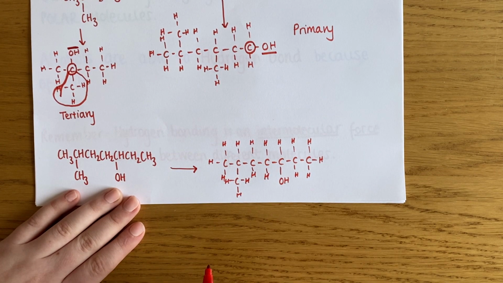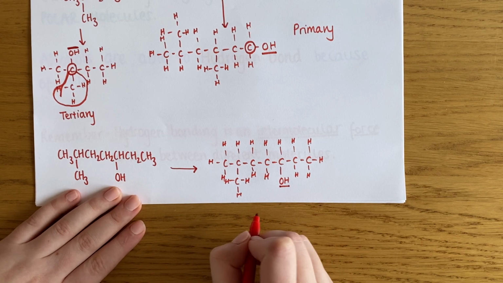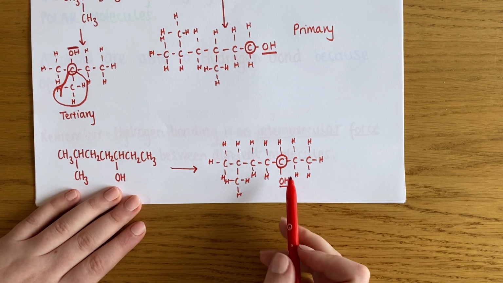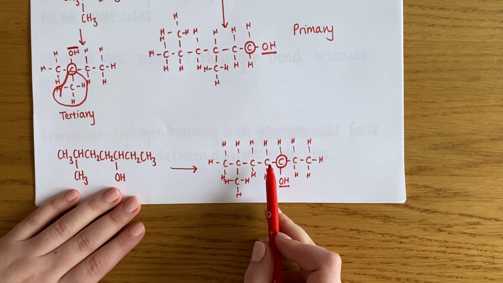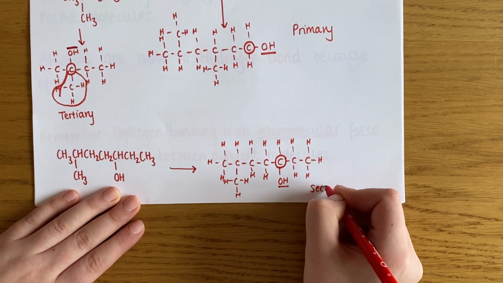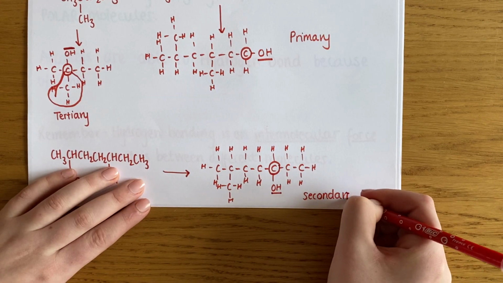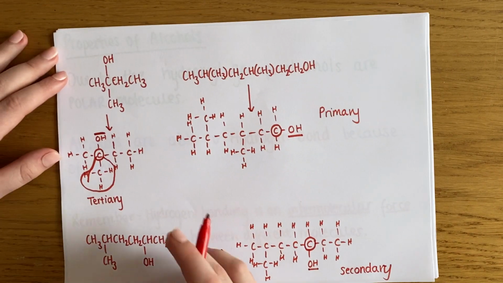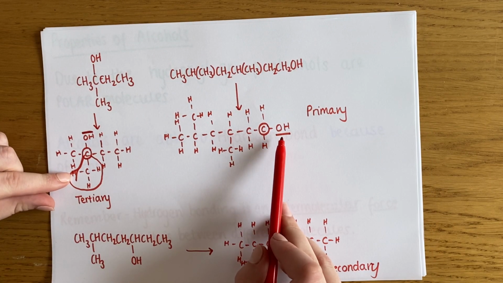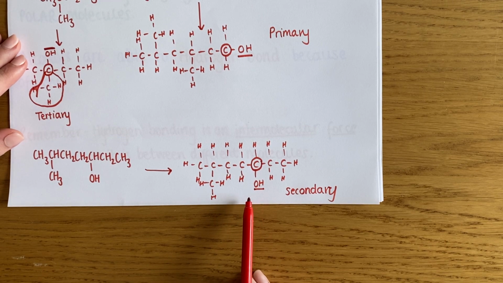Okay, so our hydroxyl group is here. Okay, and it's all about the carbon containing that hydroxyl group. So we're going to circle this carbon atom. And this carbon atom is attached to 2 other carbon atoms. So this is going to be a secondary alcohol. Okay, so as you can see, my tertiary is opposite a branch. My primary is on the end carbon. And my secondary is in the middle of the chain.